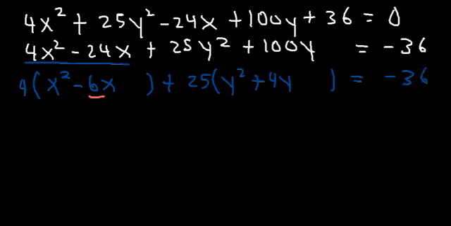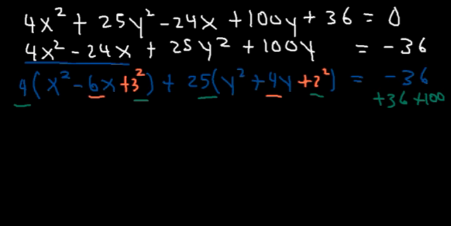So half of 6 is 3, ignore the negative sign, and then square it. Half of 4 is 2, so that's 2 squared. So 3 squared is 9 times 4, that's 36. So we got to add 36 to this side. 2 squared is 4 times 25 is 100. So let's add 100 to that side.